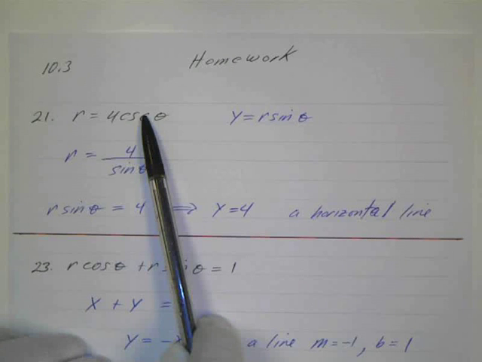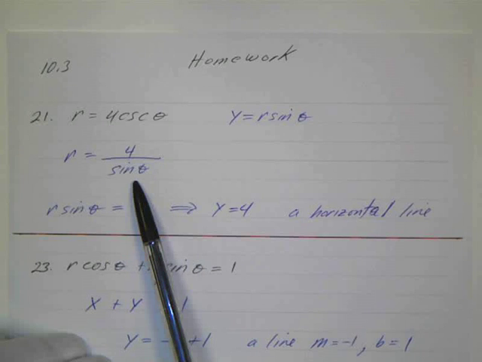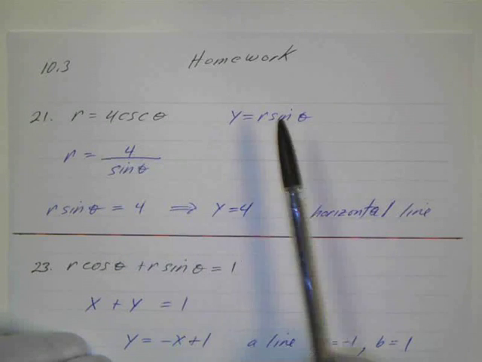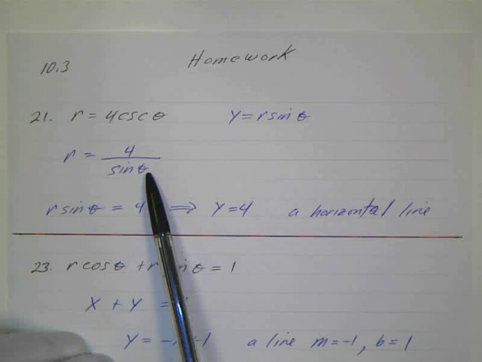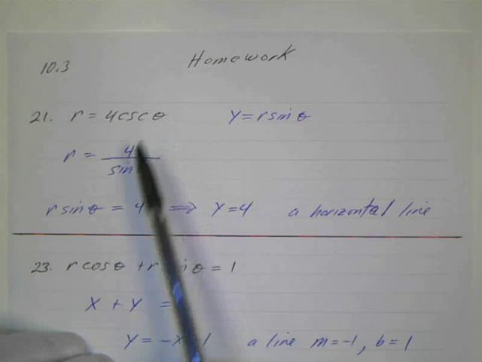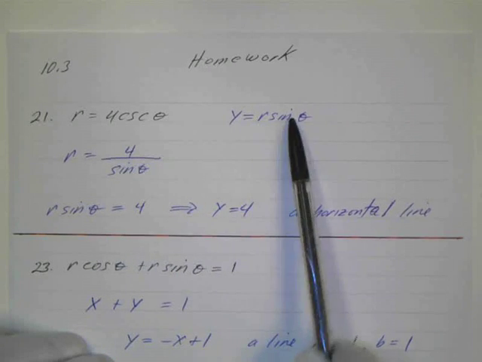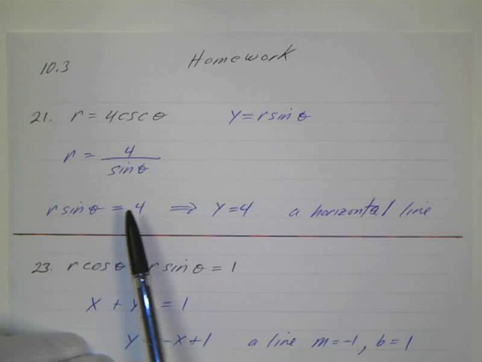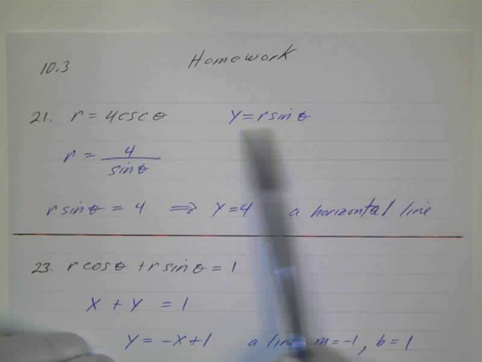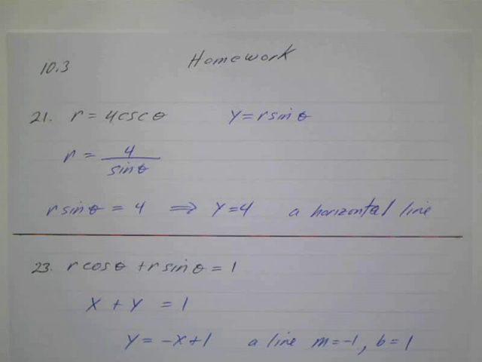So what we can do is rewrite this as 4 over the sine of theta, remember cosecant is 1 over sine. 4 cosecant of theta is the same thing as 4 over the sine of theta. But we know that y equals r sine of theta, so if I multiply both sides by the sine of theta, I've got r sine of theta equals 4. But this is the same thing as y, so I can write y equals 4, and that's just a horizontal line.